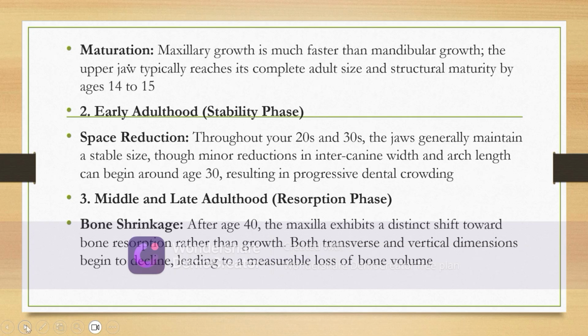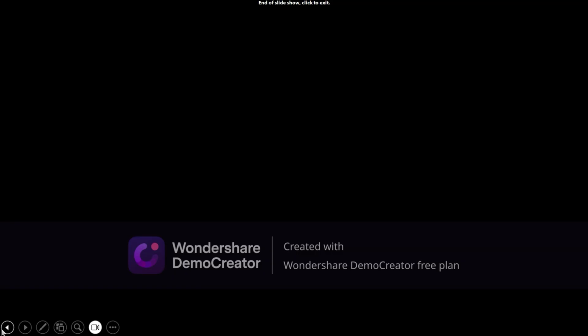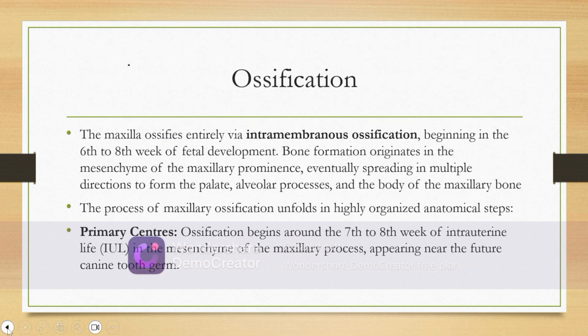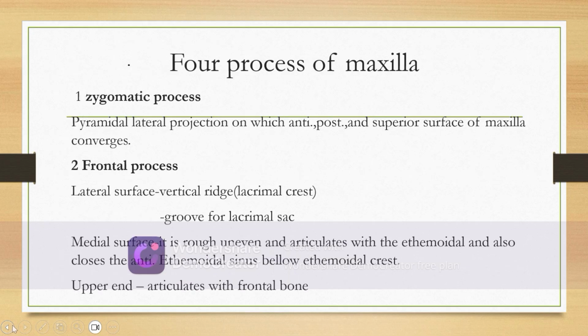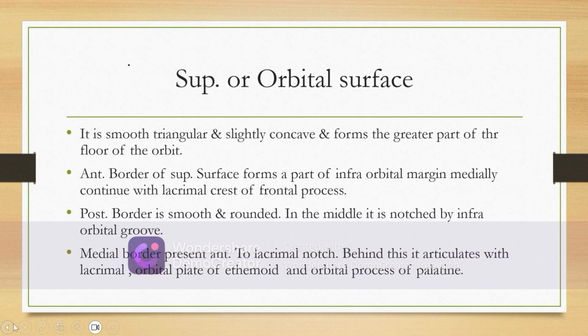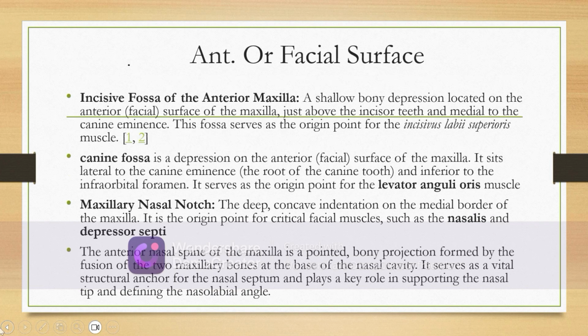Now maturation, second early adulthood, then feature alterations in the maxilla: in early years, when the edentulous phase comes, what resorption happens, and all. Then this is the end of our slides. Now this is a short descriptive video I have tried to make about the maxilla, in which we have discussed all the four processes of the maxilla, surfaces of the maxilla, and attachments which are important from the exam point of view.